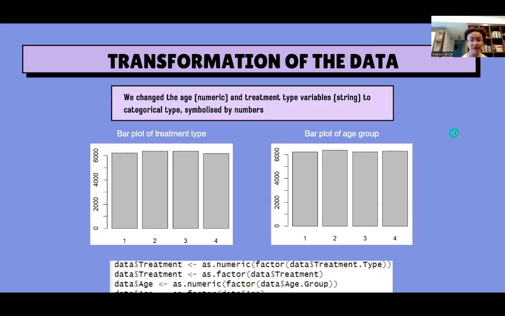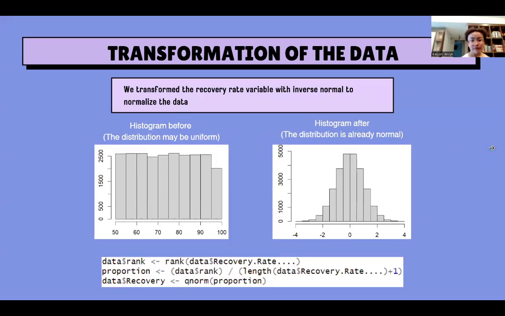Okay, so right now I'm going to explain the transformation that we did inside the dataset. First of all, we changed the age and treatment type variables to categorical types symbolized by numbers. So age is changed from numeric to categorical, and treatment type is changed from string to categorical. And we also transformed the recovery rate variable, which is the y variable, with an inverse normal transformation to normalize the data. Here we can see the histogram before the transformation. It indicates that the distribution may be uniform. And after we did the inverse normal transformation, the histogram shows that the distribution is now normal.